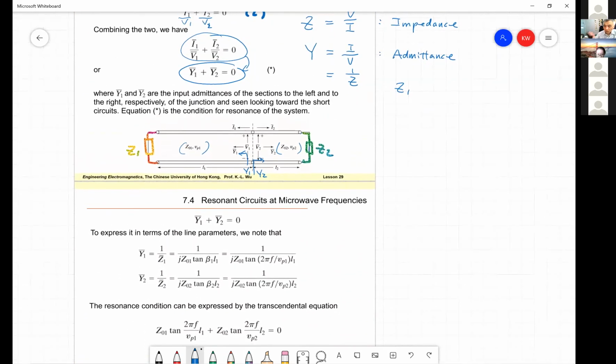Now let's say we discussed the short circuit transmission line. This is the formula to calculate impedance. Do you remember? We talk about the load.